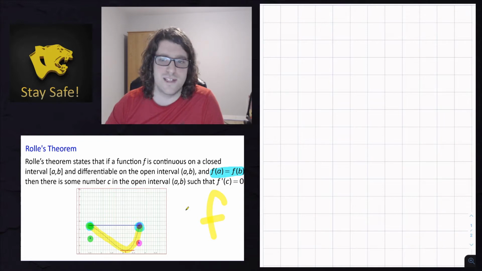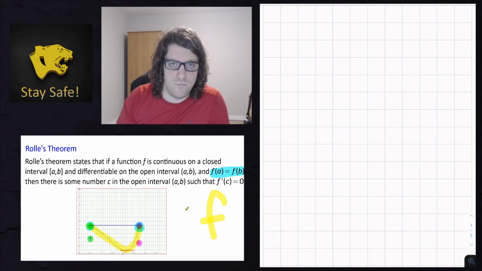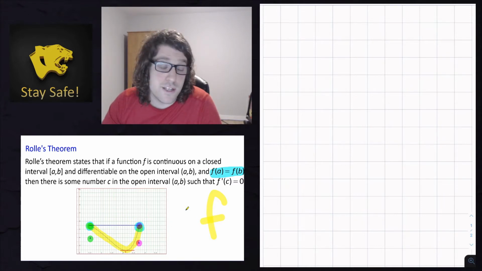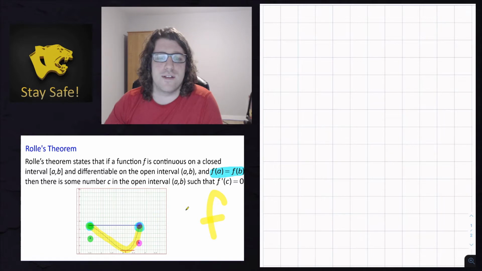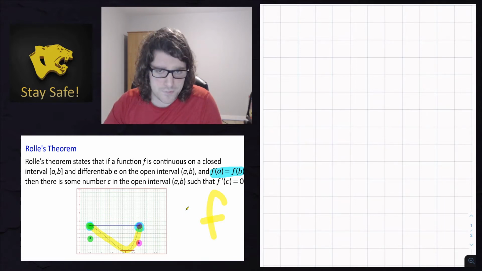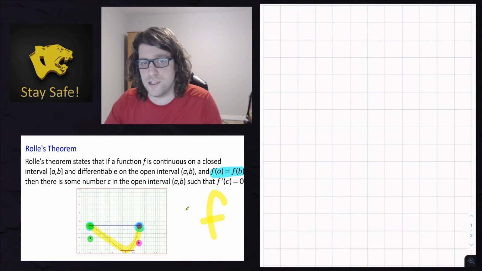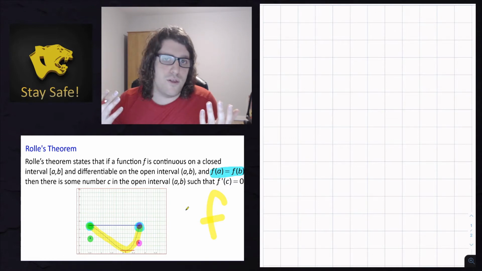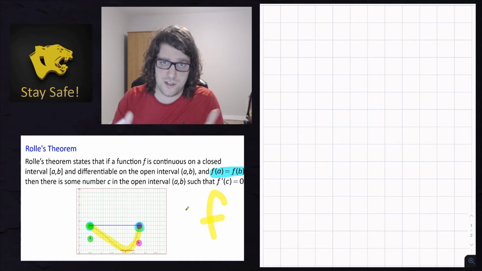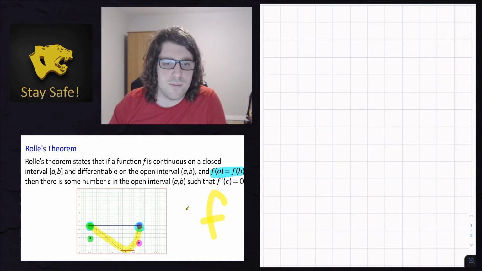Obviously, Rolle's theorem isn't able to be applied in tons of different cases, unless you consider that you could take pieces of functions that you're interested in, find two places that have the same height, and then apply Rolle's theorem in between those endpoints. Those are all the conditions, and if these conditions are met, there is some number c.